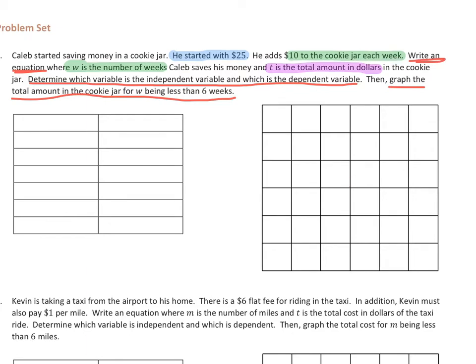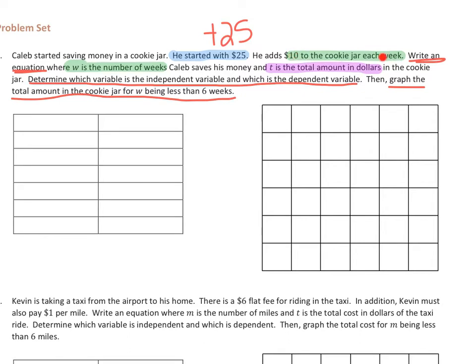So number one, Caleb started with 25 bucks. So no matter what, he's going to have this plus 25 on there, right? So I might just write that down as a plus 25 for dollars, right? Then he's going to add $10 to the cookie jar each week. So that means for every week, there's $10.